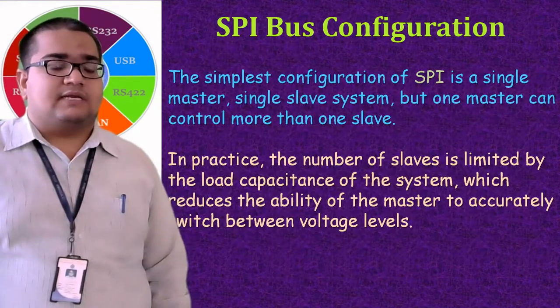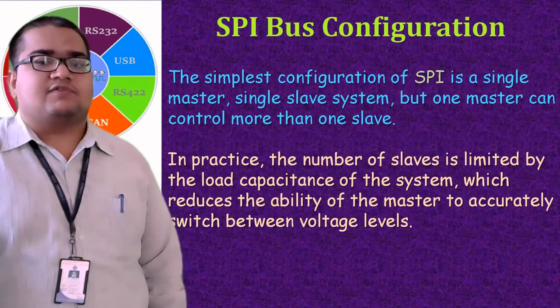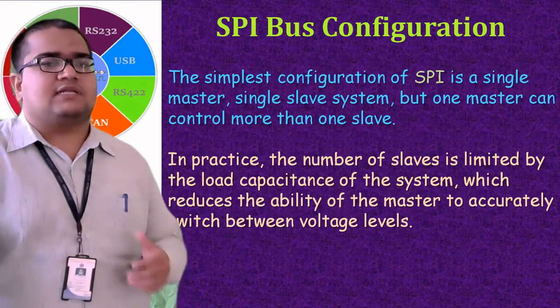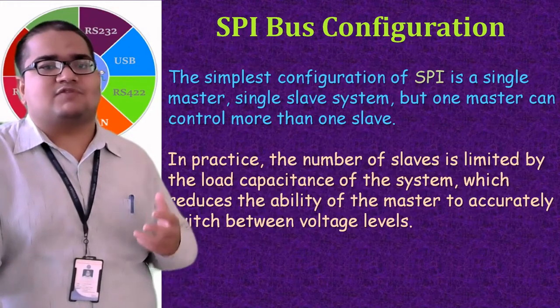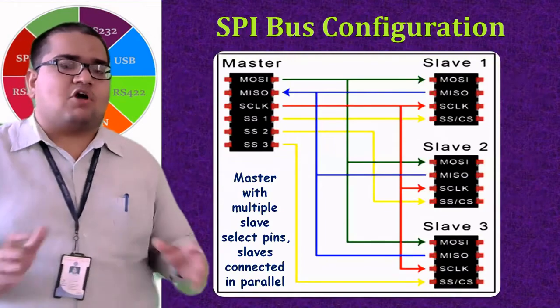the load capacitance of the system, which reduces the ability of the master to accurately switch between the voltage levels. That is the only limitation. Otherwise, the master can connect to any number of slaves whenever required. So this is a normal bus configuration.